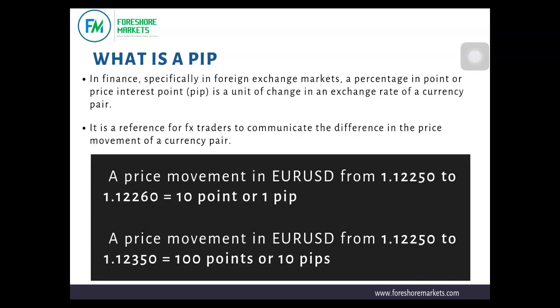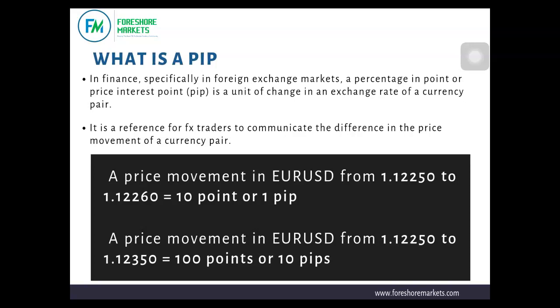So let's say, for example, if euro dollar moves from 1.1 to 1.2, the movement from 1.1 to 1.2 can only be communicated in pips. We have an example here: a price movement in euro USD from 1.12250 to 1.12260 equals 10 points or 1 pip. So 1 pip equals 10 points, and 10 points equals 1 pip. You need to put that in your head first of all.